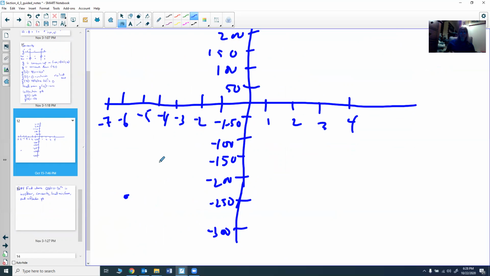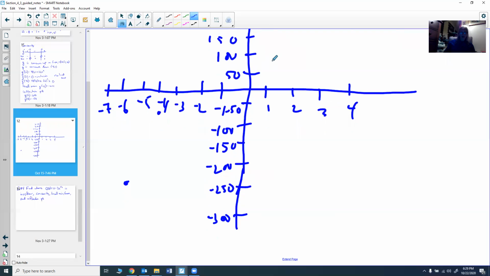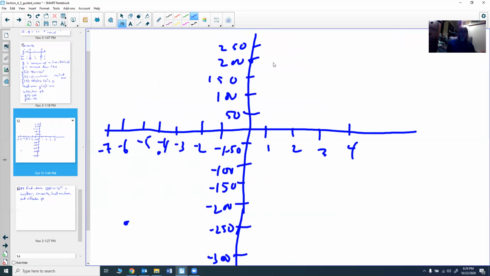Negative 4, negative 56 would be right about here. And 0 to 100 is exactly right. Well, not exactly, because our graph's not perfect here. And then we can go ahead and graph it. We know we were decreasing.